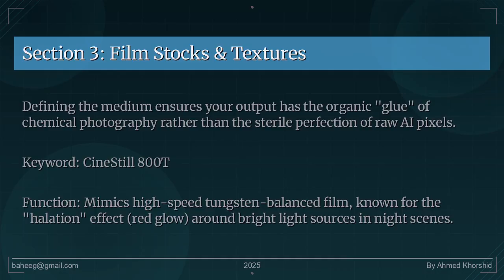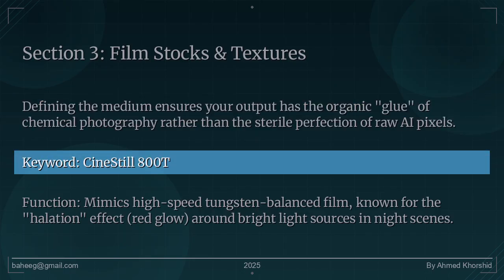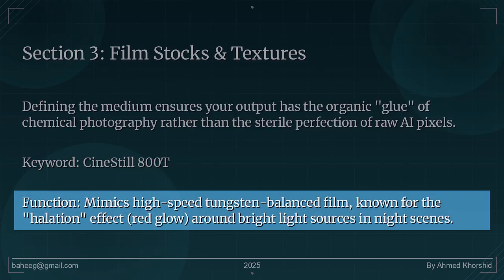Section 3: Film stocks and textures. Defining the medium ensures your output has the organic glue of chemical photography rather than the sterile perfection of raw AI pixels. Keyword: Cinestill 800T. Function: mimics high-speed tungsten balance film, known for the halation effect, a red glow around bright light sources in night scenes.